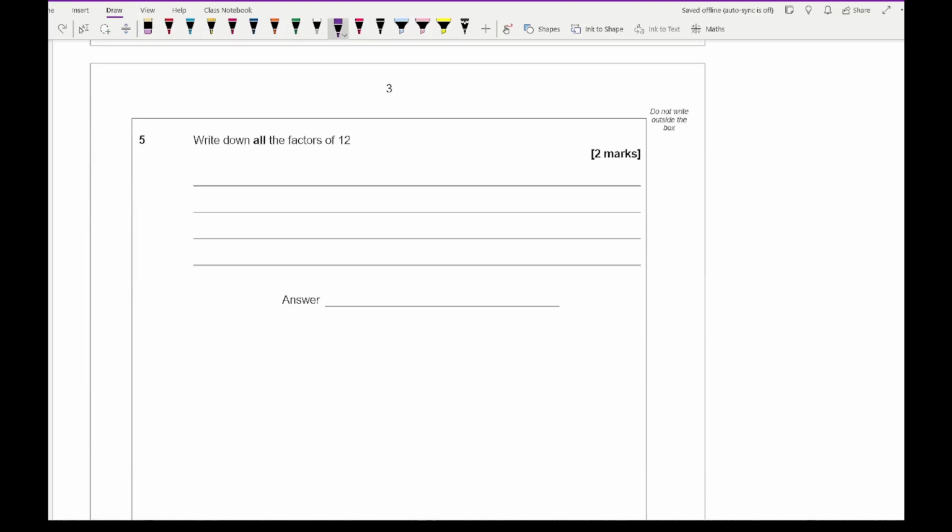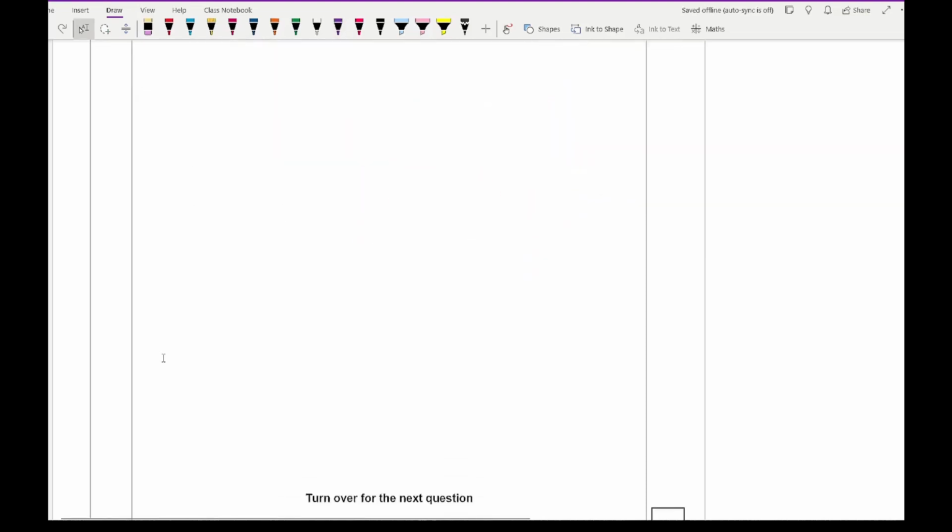For question 5, it says write down all the factors of 12. So you're writing down all the numbers that can divide into 12 without leaving a remainder, in which the numbers are going to be 1, 2, 3, 4, 6 and 12. And again, how you remember that is basically 1 times 12, 2 times 6 and 3 times 4, and you've got your 6 factors. So it's just a case of listing those numbers, preferably in numerical order, but it wouldn't matter if you wrote them in a different order.